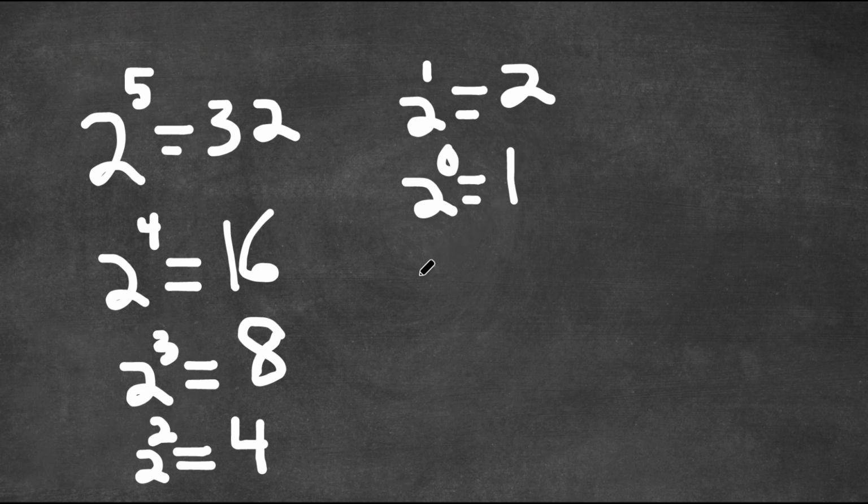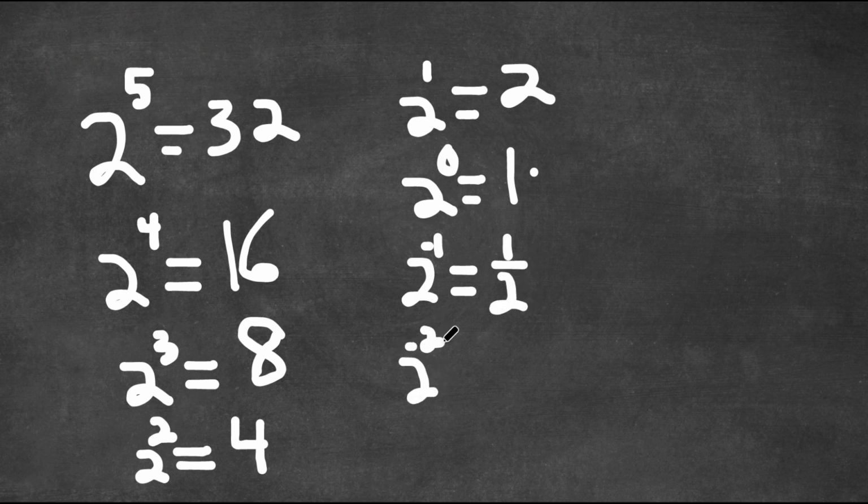And we can go even lower. We could do 2 to the power of negative 1, and that is equal to 1 divided by 2. And we can go even lower, 2 to the power of negative 2. This is equal to 1/2 divided by 2, which is 1/4. And it just goes on and on and on. So this is why any number to the power of 0 equals 1, and this rule applies to all exponents.